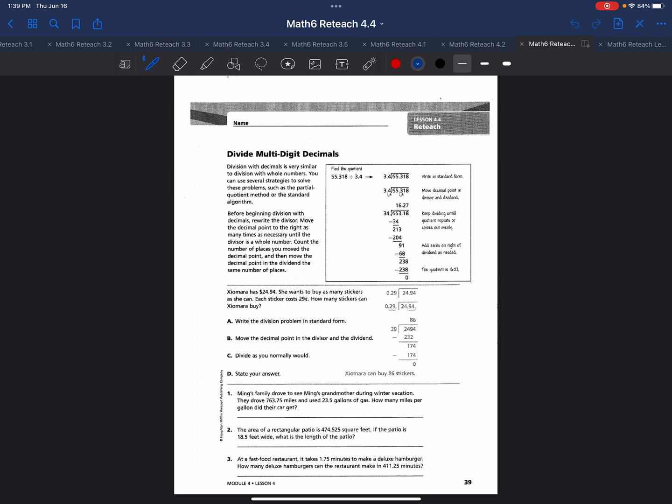Division with decimals is very similar to division with whole numbers. You can use several strategies to solve these problems, such as the partial quotient method or the standard algorithm. I'm going to be reviewing the standard algorithm with you today. Before beginning division with decimals, there are a few steps you need to follow.